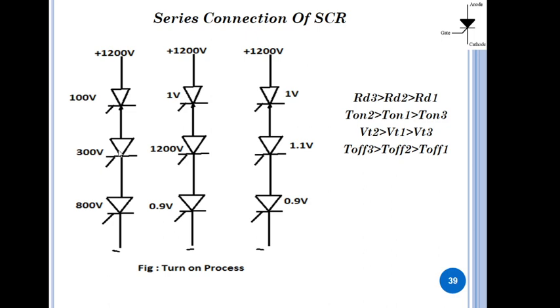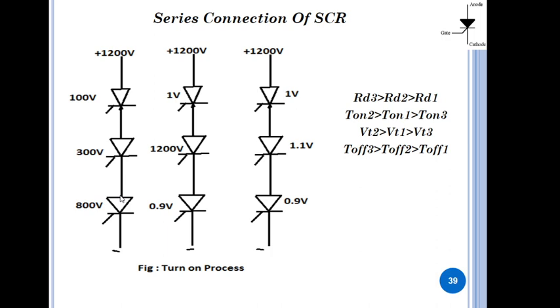So if these three SCRs of the same ratings are connected in series and voltage is applied in the forward direction, then they do not share the voltage equally. If you observe that figure, SCR number 1 will share 100 volt, while SCR number 2 shares 300 volt and SCR number 3 shares 800 volt. We are connecting the same rating of SCR in the series combination, but whatever voltage is applied from the input side, each SCR will share a different voltage, right?